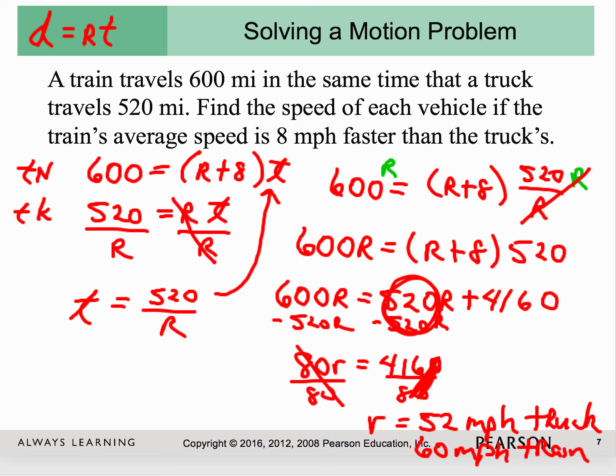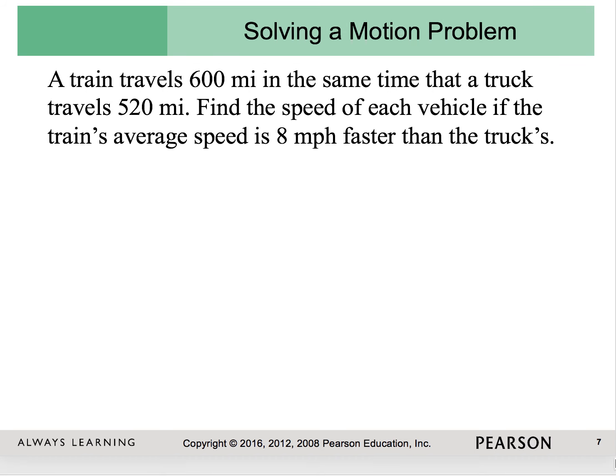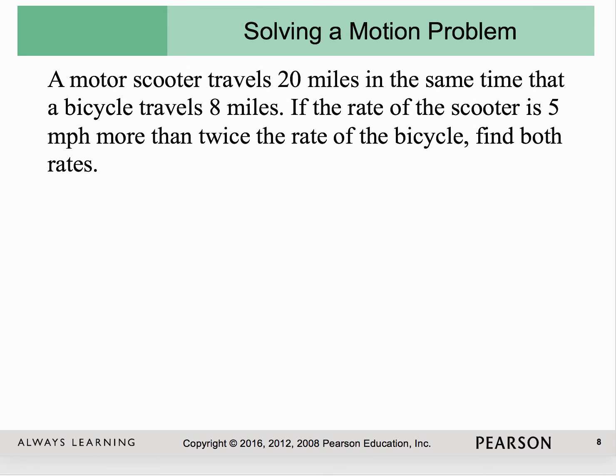All right, let's try that again one more time. This time we got a motor scooter and a bicycle, but basically it's the same problem. It's a motion problem, so we know that the distance equals the rate times the time. So a motor scooter travels 20 miles, that's the distance, in the same time that a bicycle travels 8 miles. So there's my distance. Let's figure out the rate.